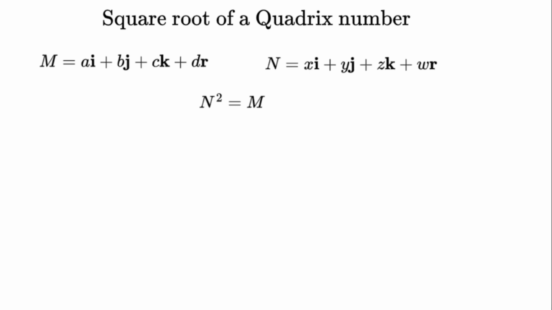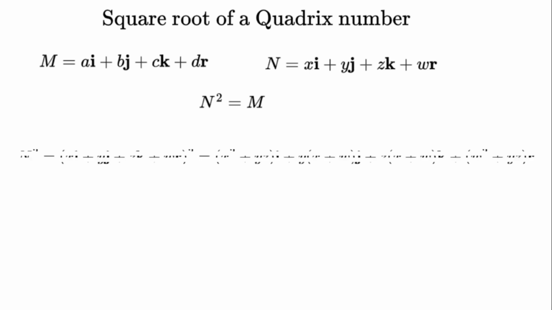Our goal is to find x, y, z, w such that squaring n yields m. Let's derive the formula algebraically, ensuring every step is clear. For m equals a times I plus b times j plus c times k plus d times r, we seek n equals x times I plus y times j plus z times k plus w times r, where n squared equals m.